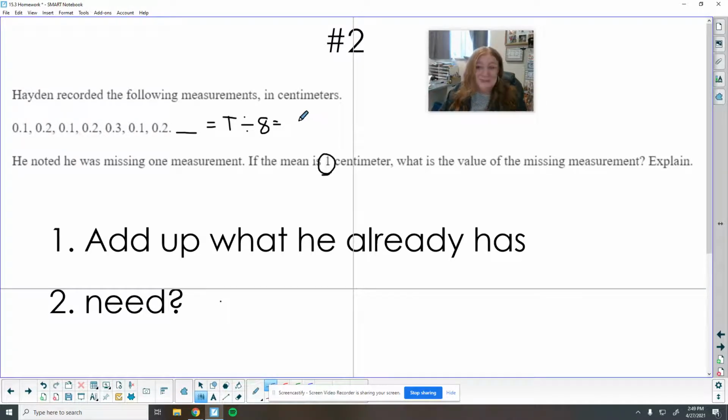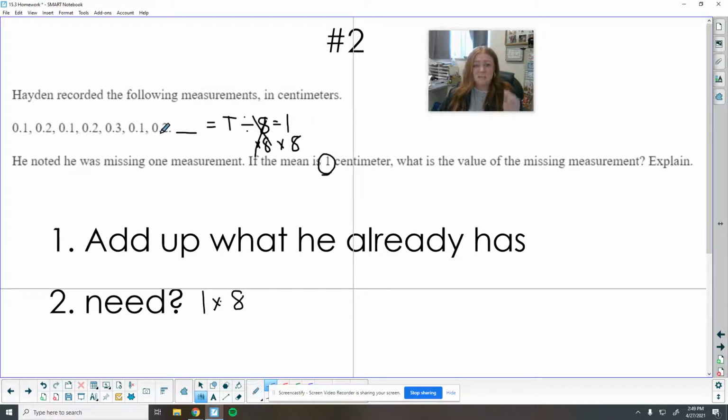We'll get through it. Okay, so we know we would add these up. Here's our total. We're going to divide by 8, and that's going to equal 1 centimeter. So we need to get the total by itself. The opposite of dividing by 8 is to multiply by 8 on both sides. So the total that he needs is 1 times 8.